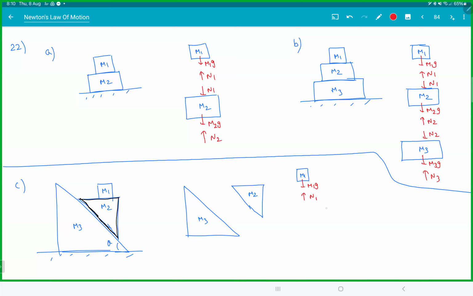So for M1, there's M1G and N1. That N1 will push M2 down. M2G is its own weight. And this would be N2 here, and this would be N2 here. This will be your own weight M3G, and this will be N3 here. Clear? All got this? Easy? Let's see a few more.